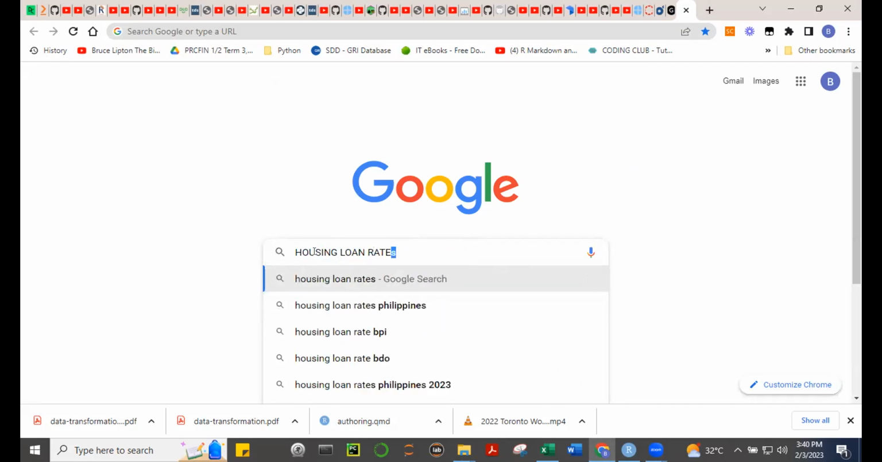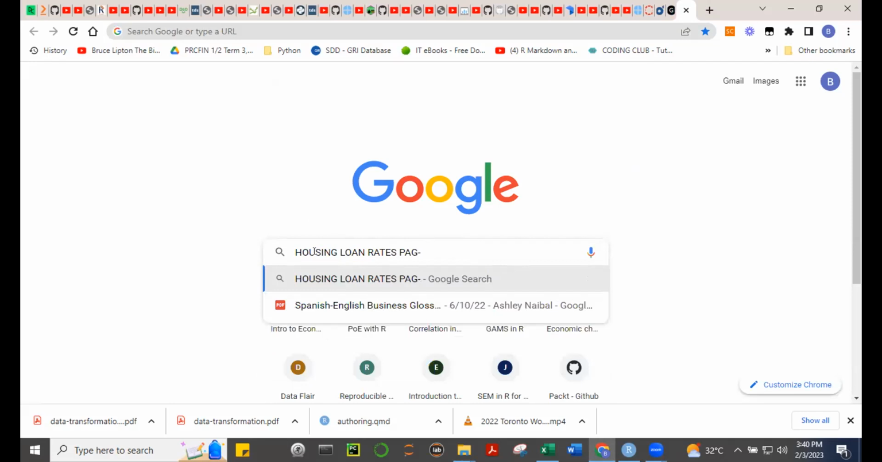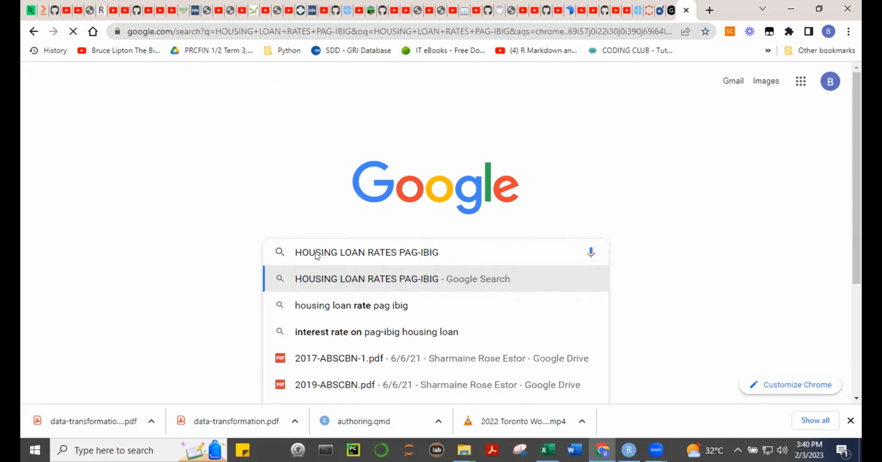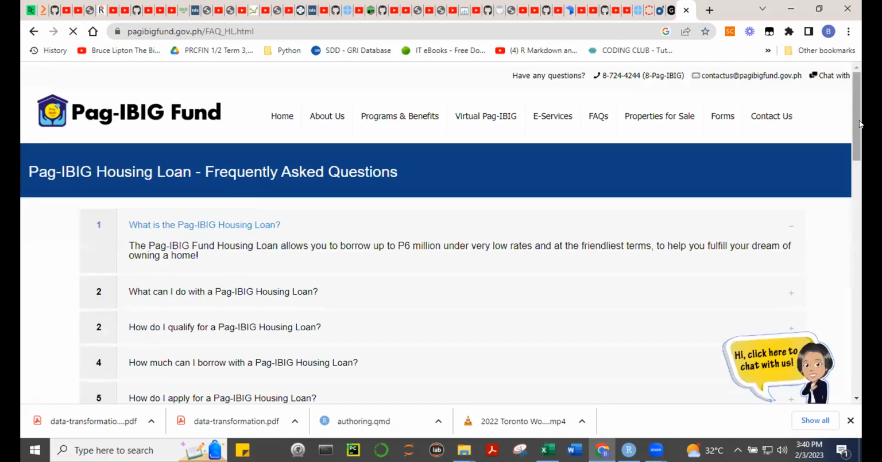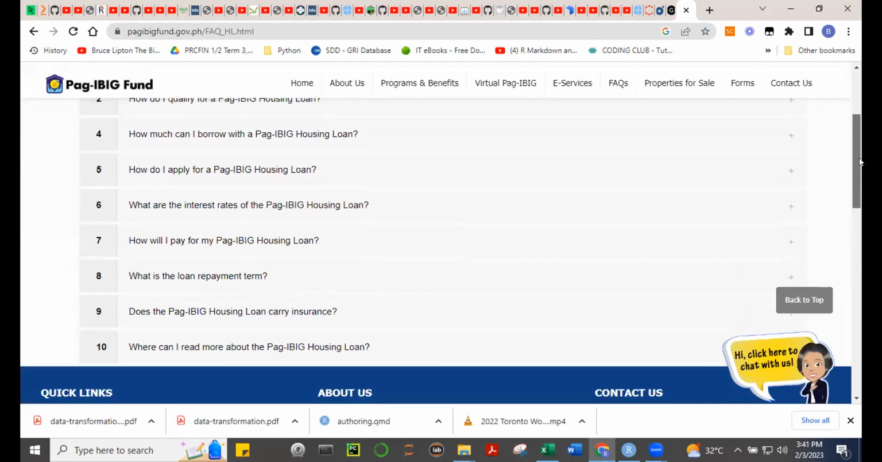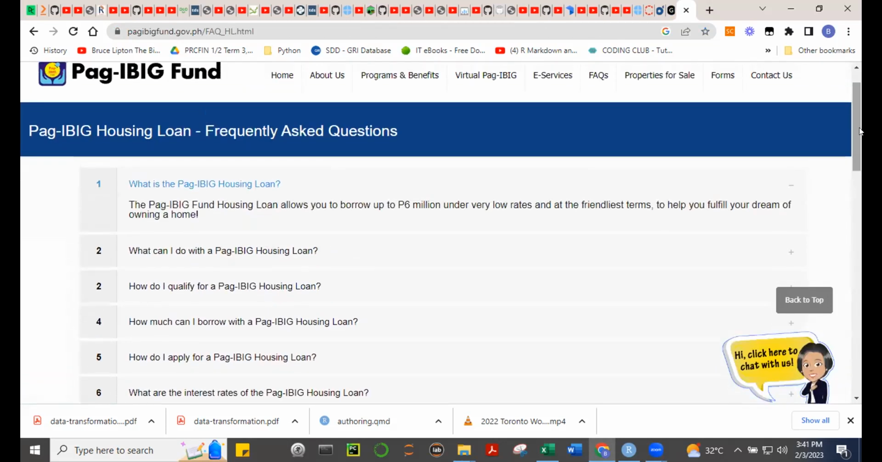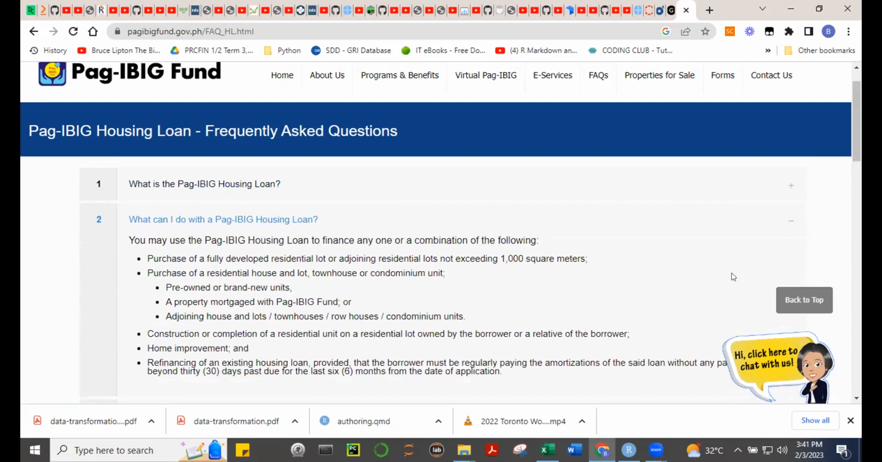Housing loan rates, Pag-ibig. Okay, here, frequently asked questions, housing loan rate. Let's see. Okay, the Pag-ibig housing loan allows you to borrow up to 6 million under very low rates, very competitive as compared to borrowing from a bank. What can I do with the Pag-ibig loan? Okay, let's see. You may use this to purchase a fully developed residential lot, not exceeding 1,000 square meters. Can purchase a pre-owned or brand new units, etc.